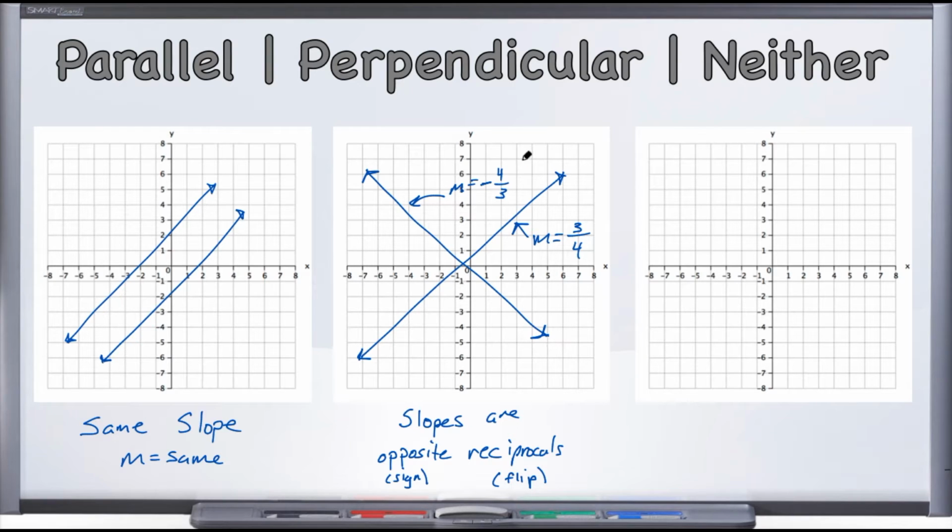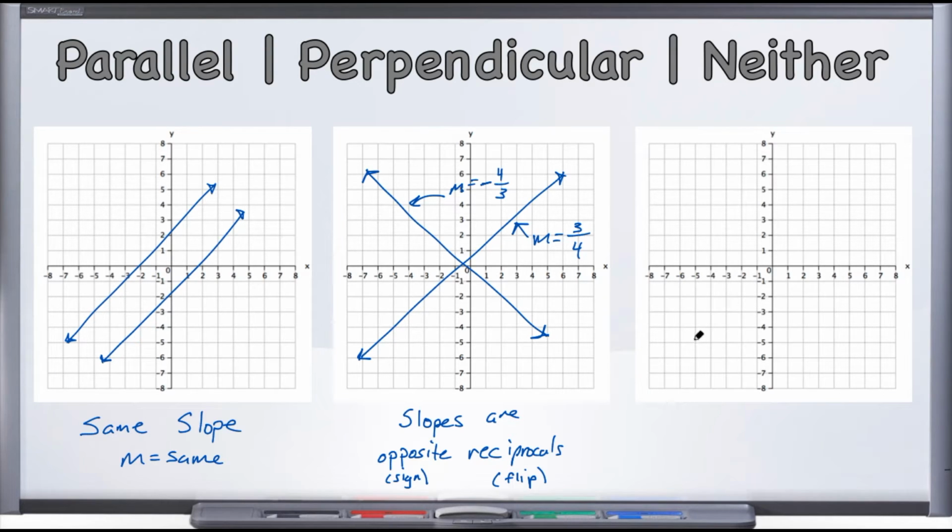And similarly, if we were given a line with a slope of negative 4 over 3, then the opposite reciprocal slope of that would be changing the sign from negative to positive, and then reciprocal, meaning flip your fraction. So instead of negative 4 over 3, we end up with positive 3 over 4.